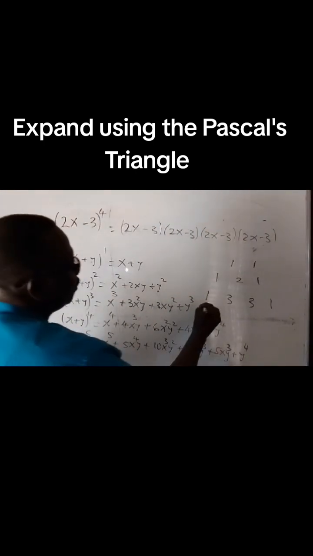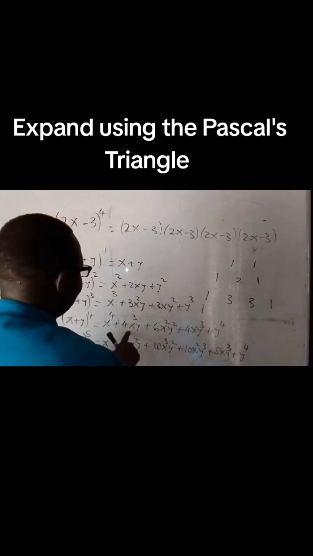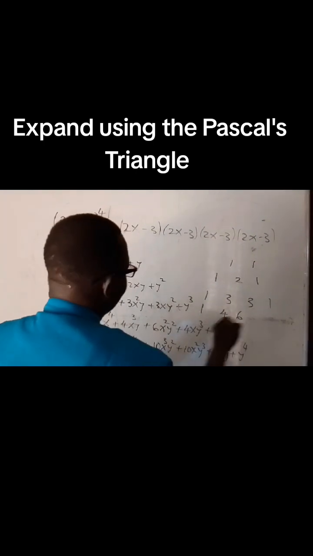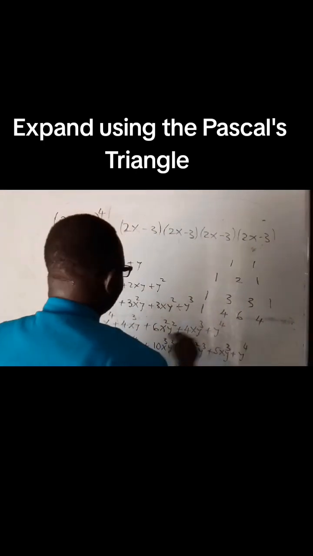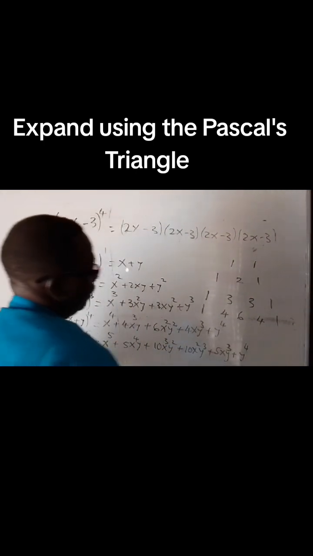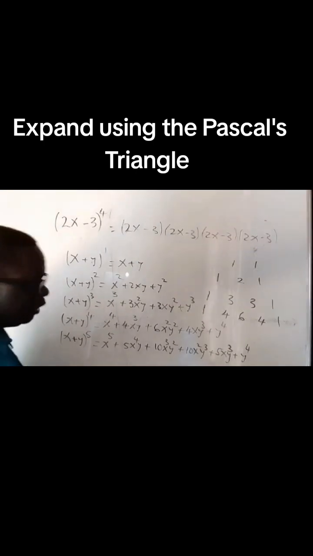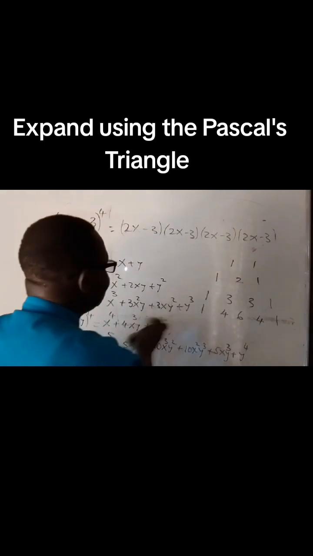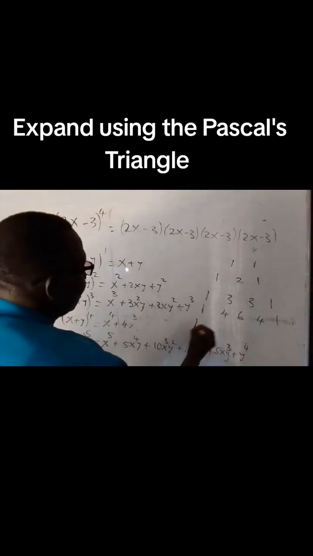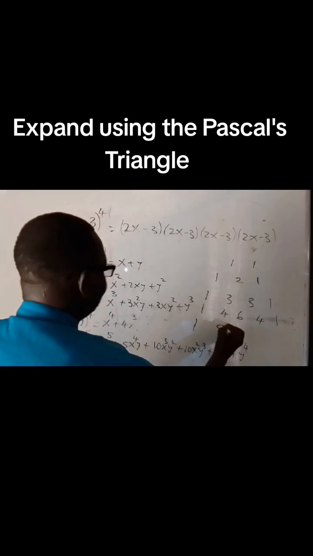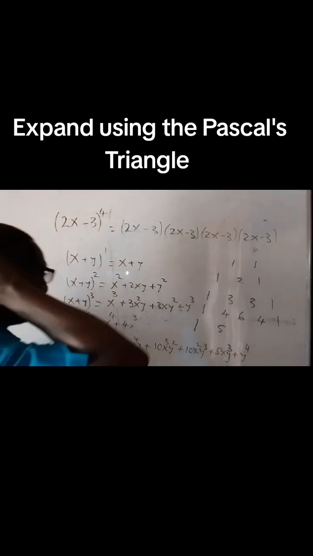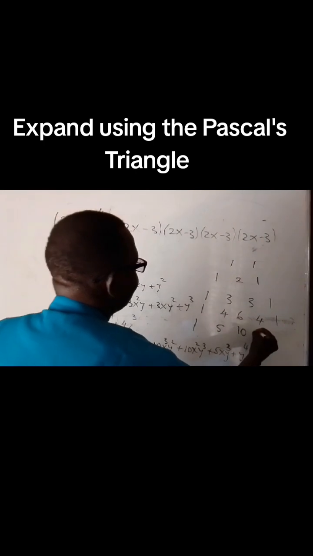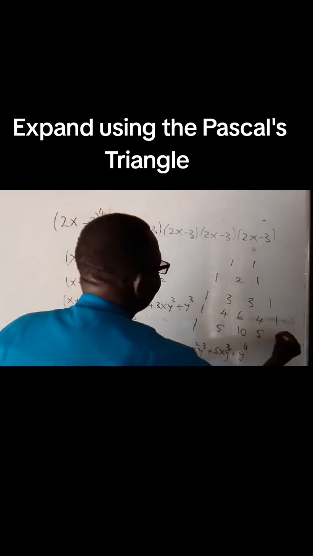For the fourth expansion, the coefficient of the first term is 1. The coefficient of the second term is 4. The coefficient of the third term is 6. The coefficient of the fourth term is 4. And the coefficient of the fifth term is 1. Now, the fifth expansion: the coefficient of the first term is 1, the coefficient of the second term is 5, the coefficient of the third term is 10, the coefficient of the fourth term is 10, the coefficient of the fifth term is 5, and the last term is 1.